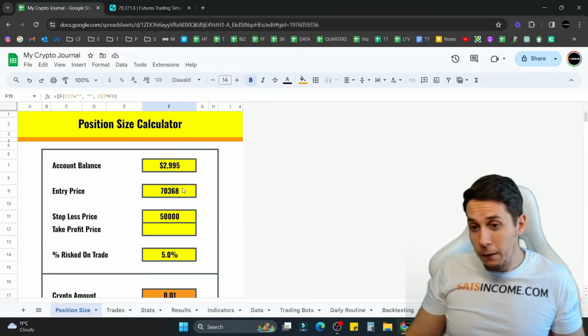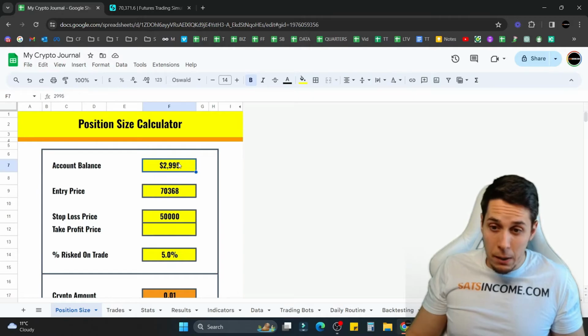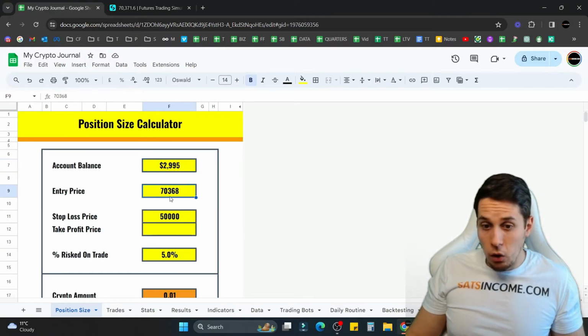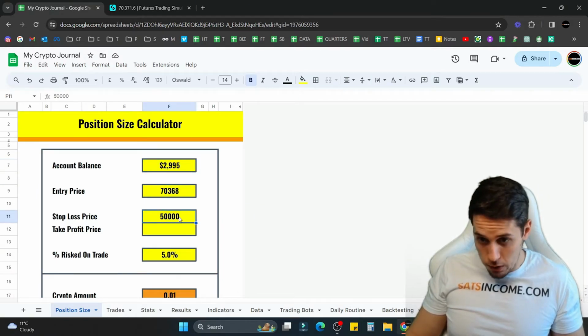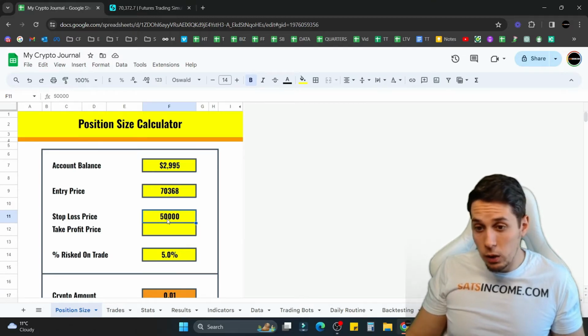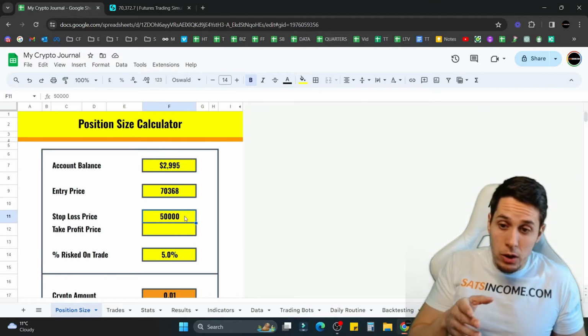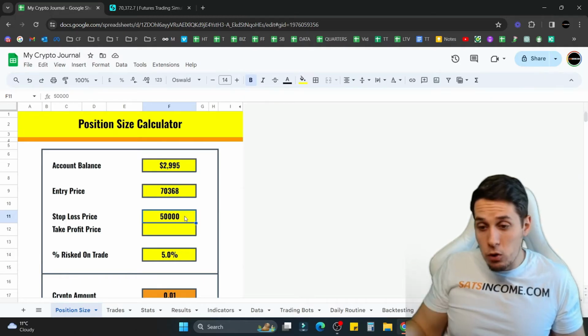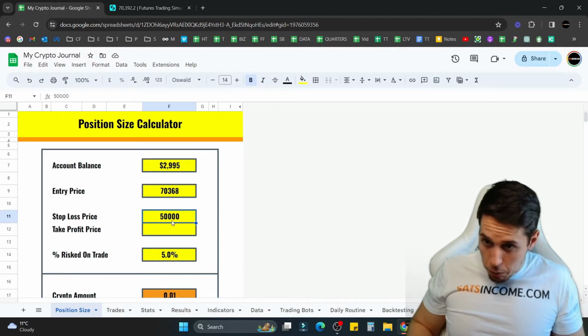What about entering trades with risk management? Well, it is the same process. You're going to add the account balance, you're going to add the entry price, you're going to add the stop loss, which in the case of trading is going to be a lot closer to the current price. Depending on the strategy that you are applying, day trading, scalping, or swing trading. So you're going to add here your stop loss price.